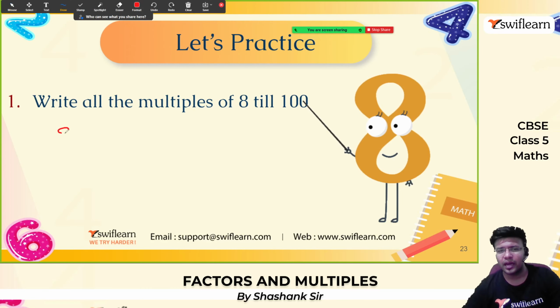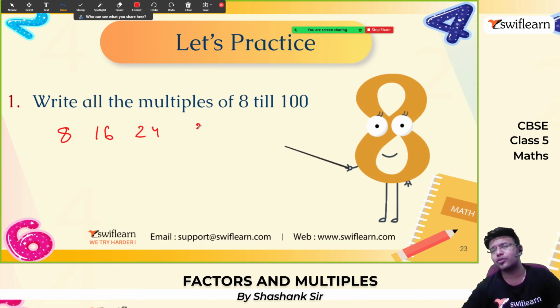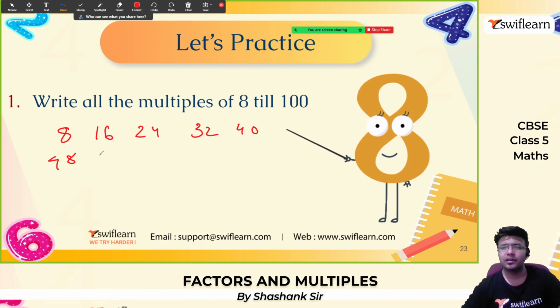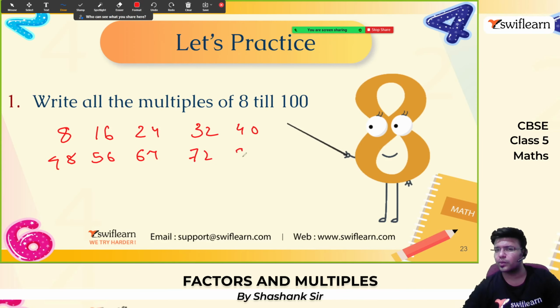Okay, so 8 is the factor. It's nothing but telling the tables of 8. 8 ones are 8, 8 twos are 16, 8 threes are 24, 8 fours are 32, 8 fives are 40, 8 sixes are 48, 8 sevens are 56, 8 eights are 64, 8 nines are 72, 8 tens are 80.